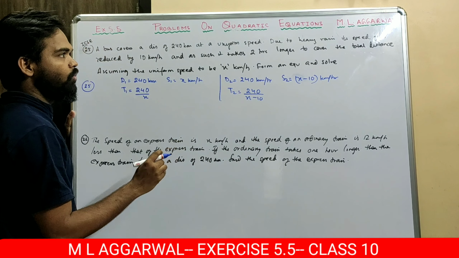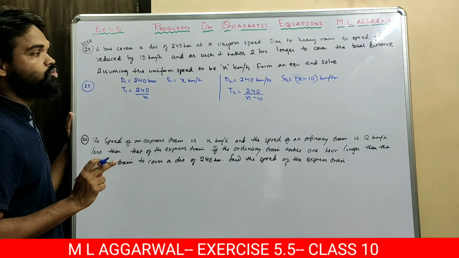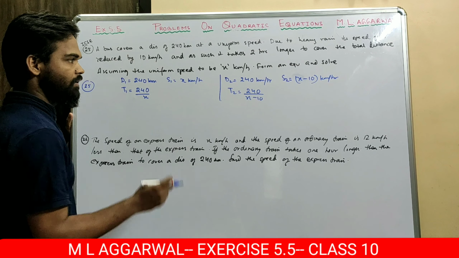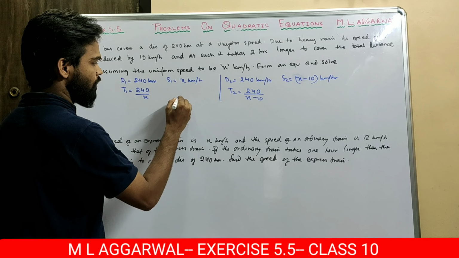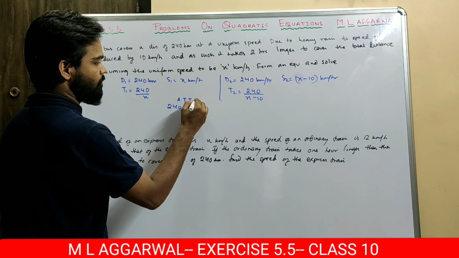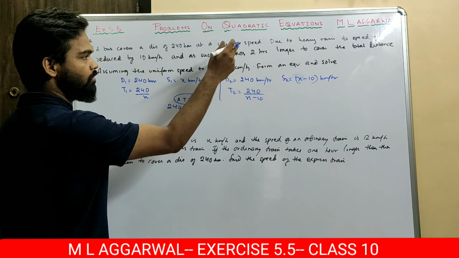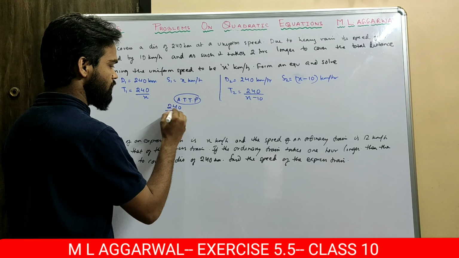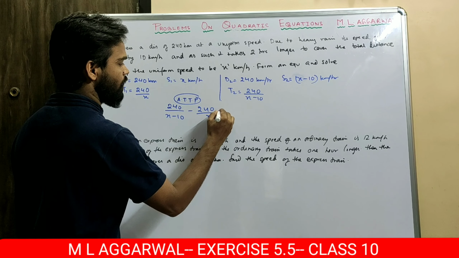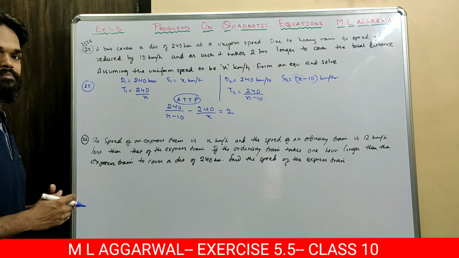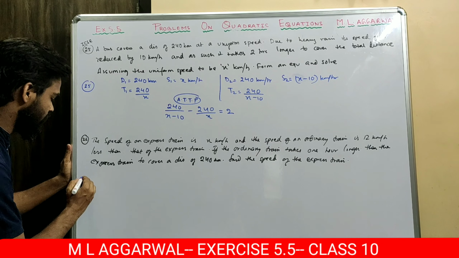Now they have told it takes 2 hours longer, which means T2 minus T1, according to the problem, this time is more by how much? 2 hours, which means T2 minus T1 is equal to 2 hours. Done. Now sum number 26.